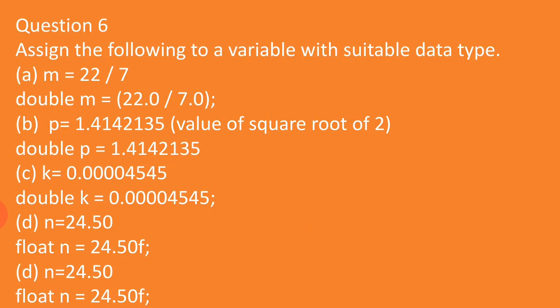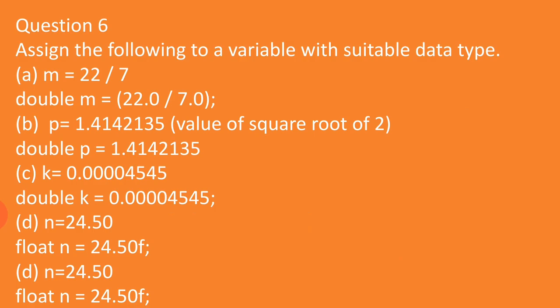Now, question number 6, assign the following to a variable with suitable data type. So m equal to 22 upon 7. You can see a fraction is there, but the numerator is an integer, the denominator is also an integer. So the value which will go into m will be 3. Why? Because it will have only the whole number, not the fractional part. The result is 3.14, so .14 will not be included. So if you want a complete value, first make m double type and then write 22.0 divided by 7.0. That is the correct way.